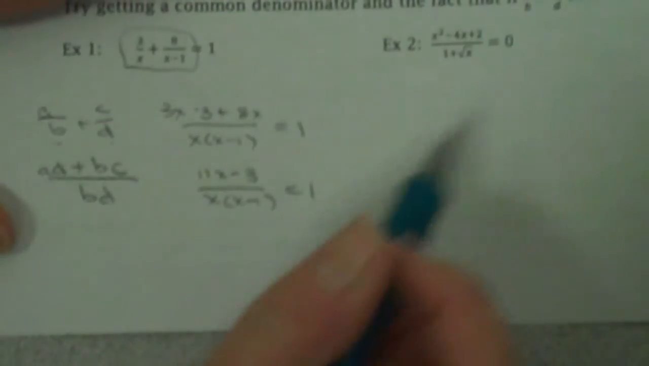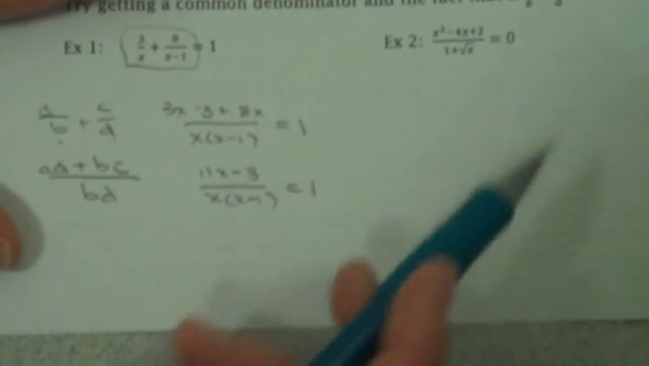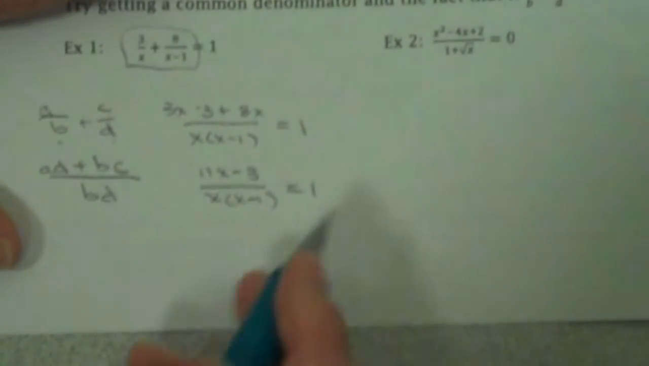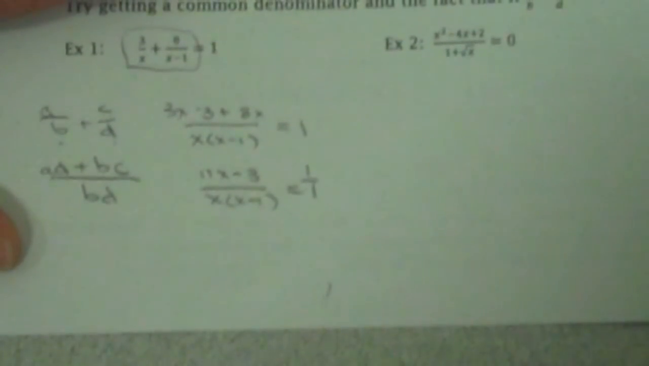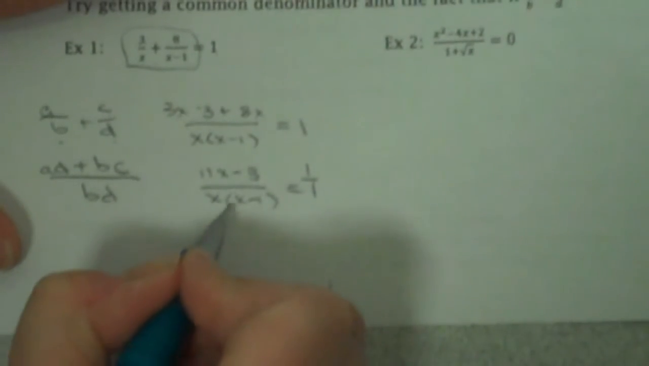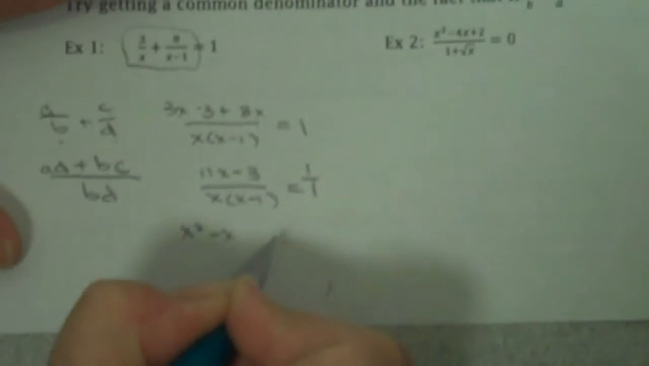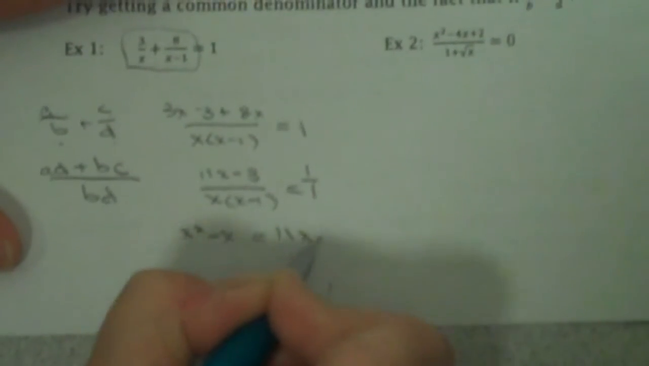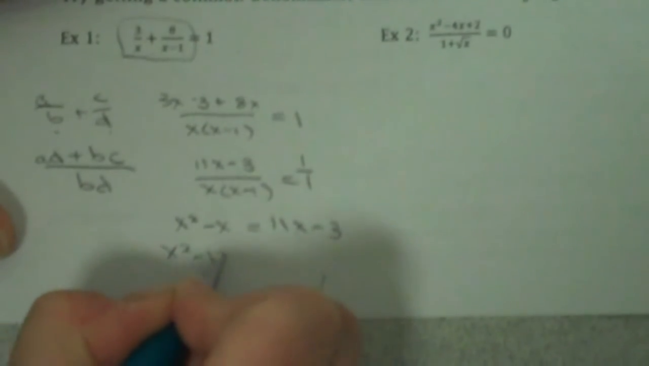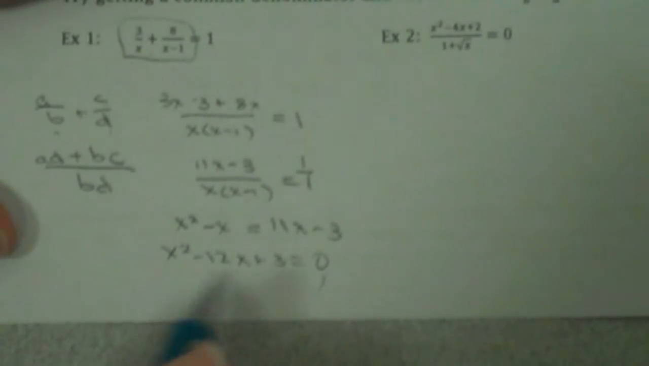And now, if I want to use the rule that when two fractions are equal, the diagonals multiply to the same thing, I could think about 1 as 1 over 1. And then I could multiply this diagonal, x squared minus x, equal to that diagonal. And now move everything to one side, because that's what you always have to do when you have a quadratic, you need a 0. And then try to see if I could factor it. If I can't factor it, I'll do the quadratic formula or use my graphing calculator to find the solutions.